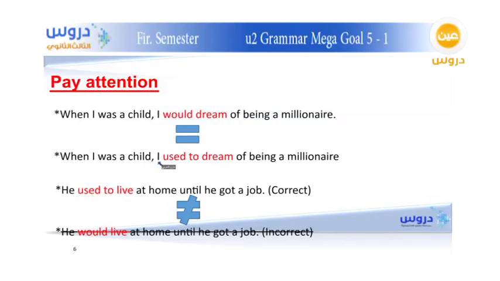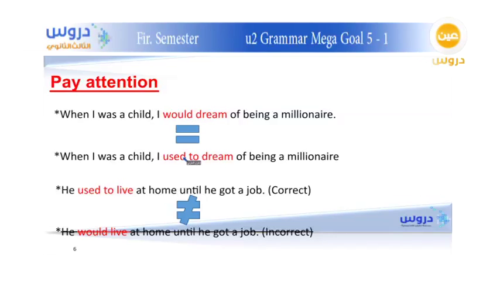When I was a child, I used to dream of being a millionaire. So the difference in these two sentences is only in the spelling or the word itself, but not in meaning. The word would represents an action that you used to do in the past when you were a child. And the same goes for used to. It refers to an action that you did in the past.